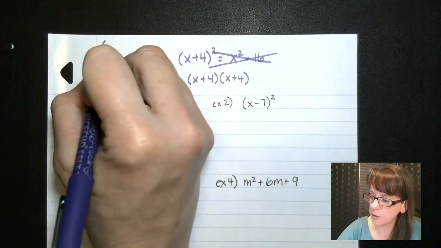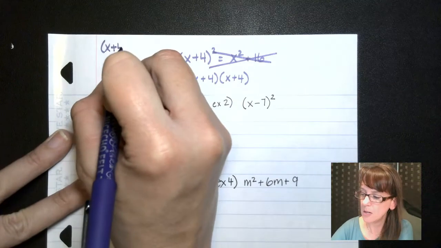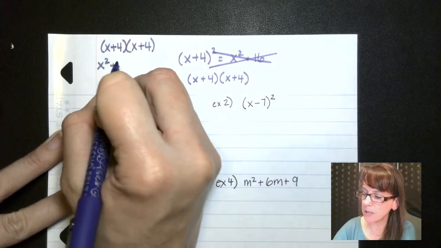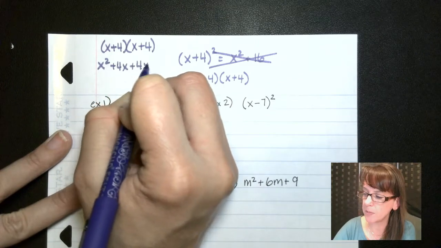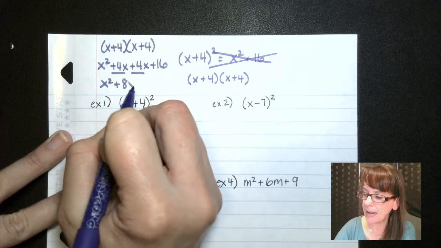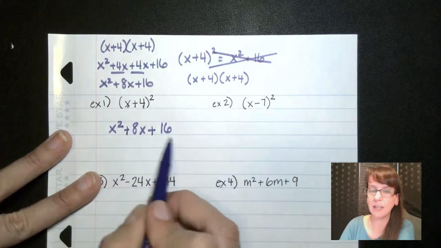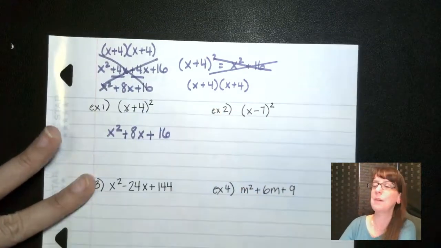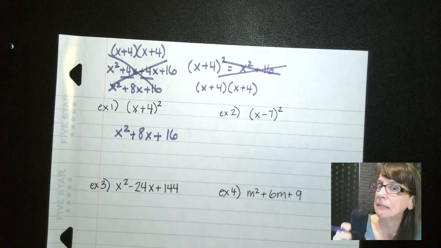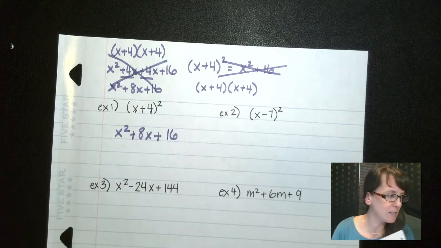If we do x plus 4 times x plus 4, and we use the FOIL method, we would get x squared plus 4x plus 4x plus 16. That's x squared plus 8x plus 16. And you see that's what we got. But I didn't make you FOIL it all the way because I'm a mathematician and I am lazy, and mathematicians are lazy. Don't quote me on that. But I like to find the easiest way to do things.